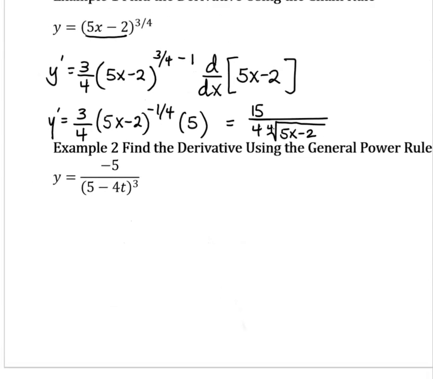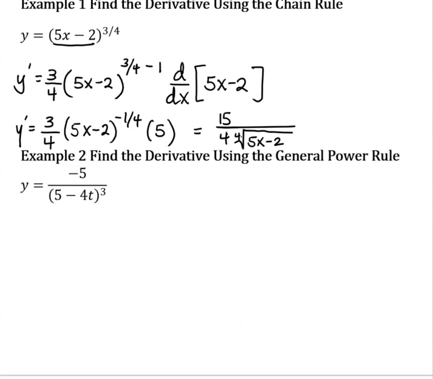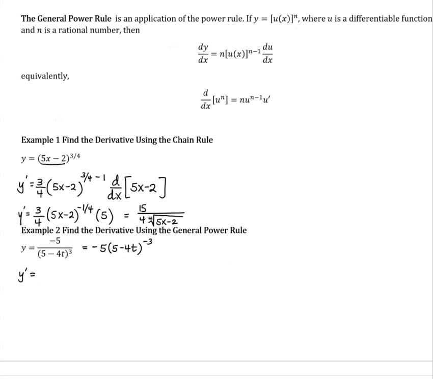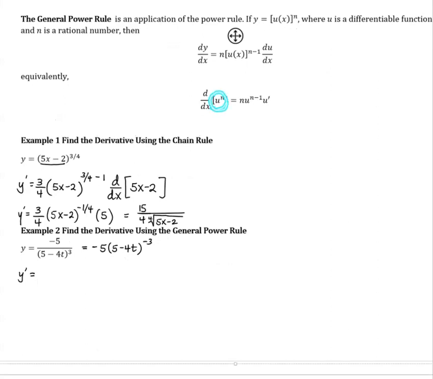Example 2, we want to find the derivative using the general power rule. I'm first going to rewrite this function so that it looks like something we would approach with the negative power rule. I'm going to do that by eliminating the fraction form of it, bringing up the factor in the denominator, and changing the exponent to negative. So now to find y prime, we are taking the derivative of this power function. Now the general power rule here, we have something very similar to u to the n, right? Notice I'm disregarding this negative 5 because the constant multiple rule says it will just come out and be multiplied by whatever we get.